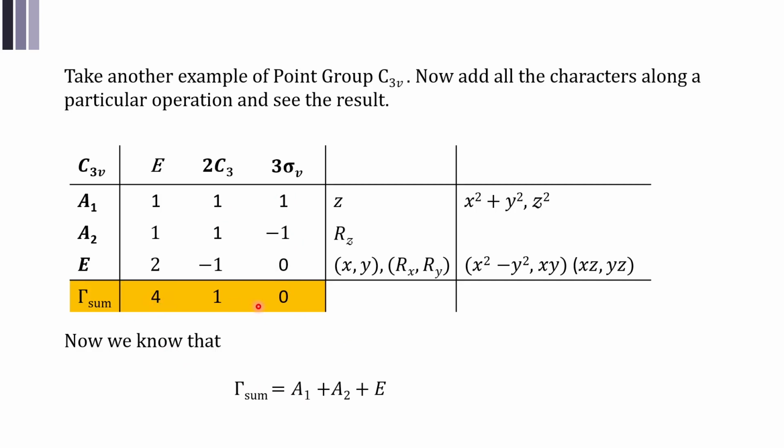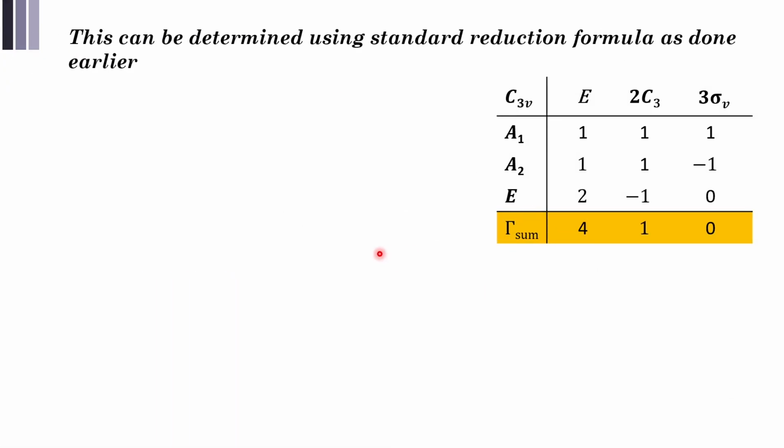So I can say that this tau summation should be equal to A1 plus A2 plus E, because I have done this deliberately. Now I have to prove that this is so. So again, we'll use the standard reduction formula to obtain the corresponding irreducible components in the reducible set. So let's again begin. Let's start with A1.